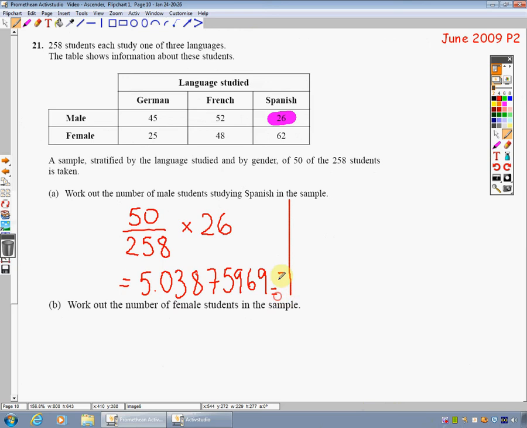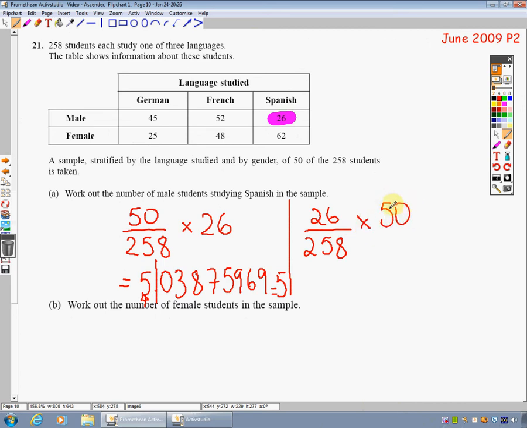Another way we can do it is taking our individual, so we've got 26, and we can divide that by our total, which is 258, and then multiply that by our sample size, so it's multiplied by 50. Obviously we just rearranged these numbers, so we get this exact same answer, so you don't have to work that out. So I know that will be 5 people again.